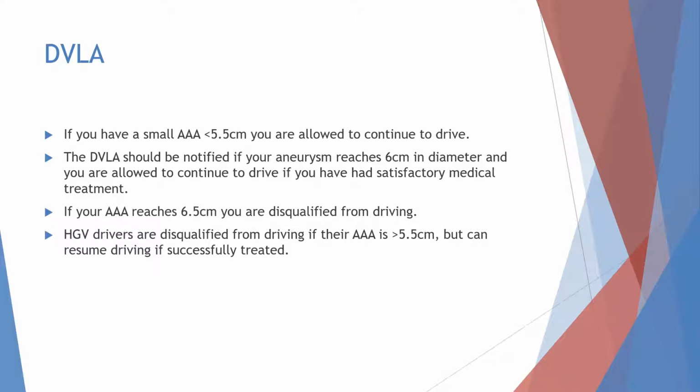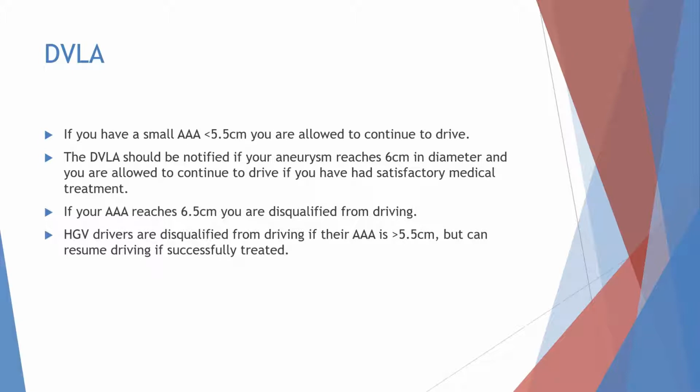In terms of DVLA guidelines, if you have a small aneurysm, then you're still allowed to drive. If your aneurysm reaches greater than 5.5 centimeters, you need to inform them, but you still may be able to drive if you're undergoing active medical treatment. The major contraindication to driving is an aneurysm of 6.5 centimeters, or if you're an HGV driver, if your aneurysm is greater than 5.5 centimeters.